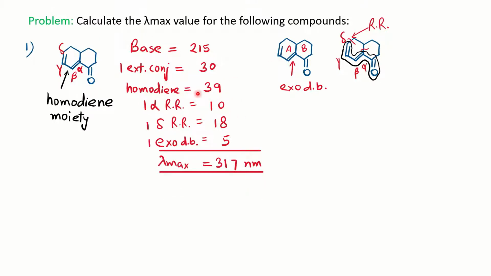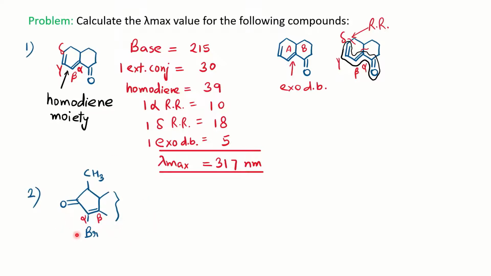So always prepare the checklist in your mind. First is the base value. Second is does it have any extended conjugation. Third is the homodiene component. Then the increment, and finally the fifth one is the exo double bond. If you complete your checklist, then you can say okay, now we don't have anything else. So the final lambda max value for the following molecule is 317 nanometer. You can see it is absorbing at high wavelength because of the extension of conjugation.